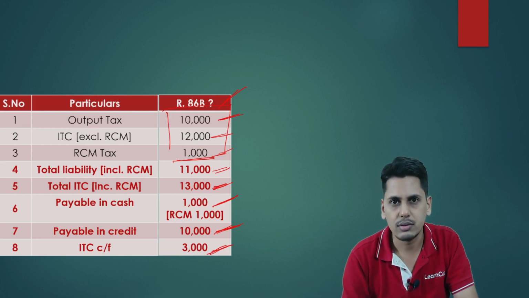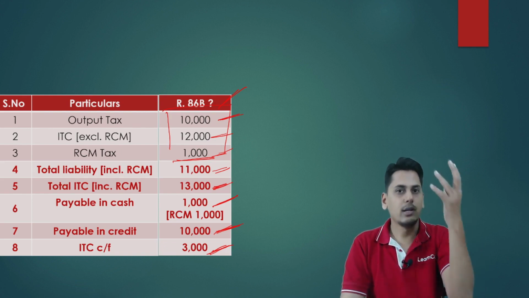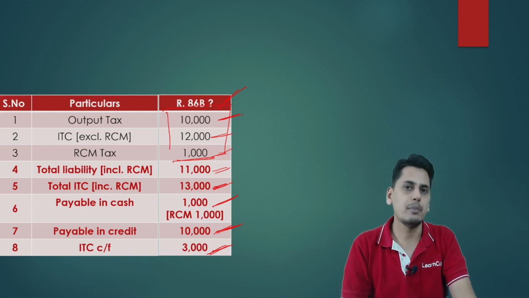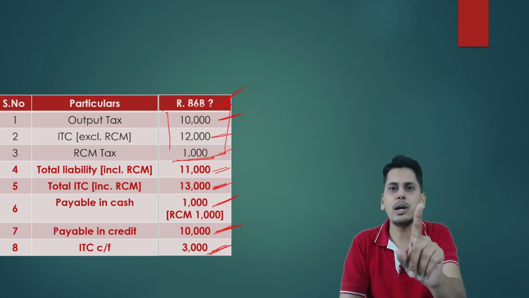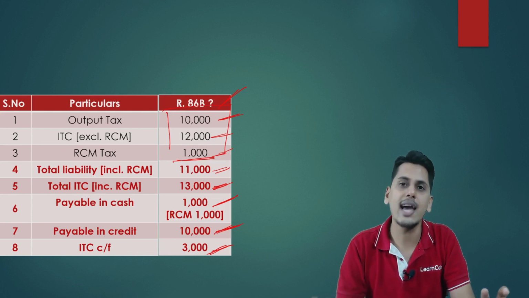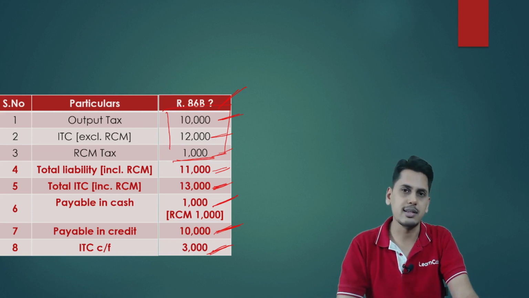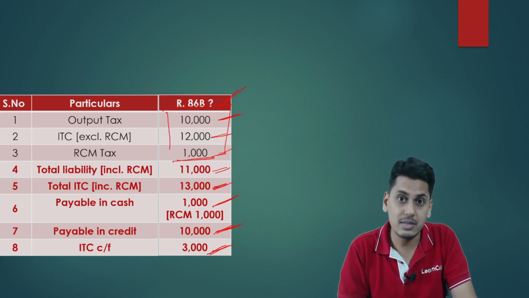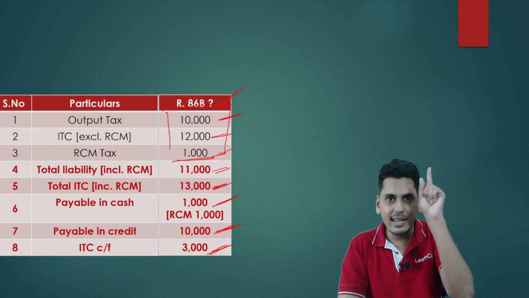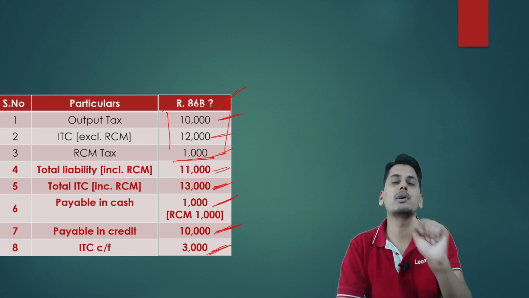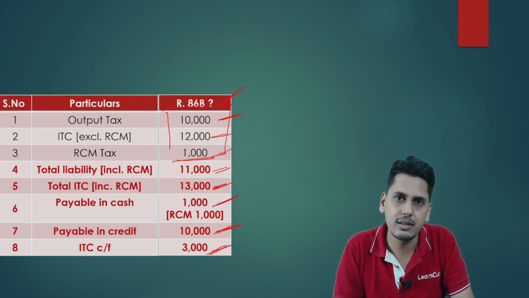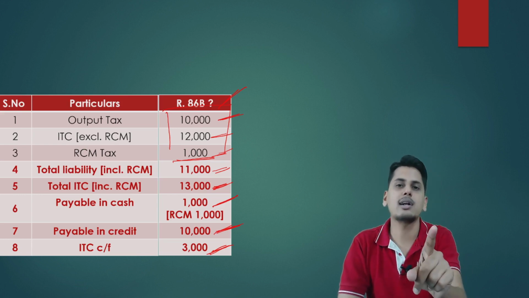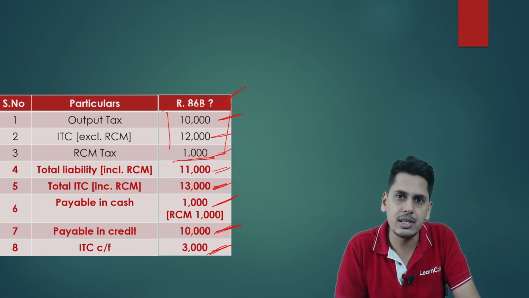Can I say so? Friends, when I say that the electronic credit ledger cannot be used for more than 99% of the total liability, it means that at least 1% should be paid from my electronic cash ledger. Are we clear so far? Yes. Now please tell me, in this method which we have adopted, have I discharged at least 1% of the total liability through my electronic cash ledger?